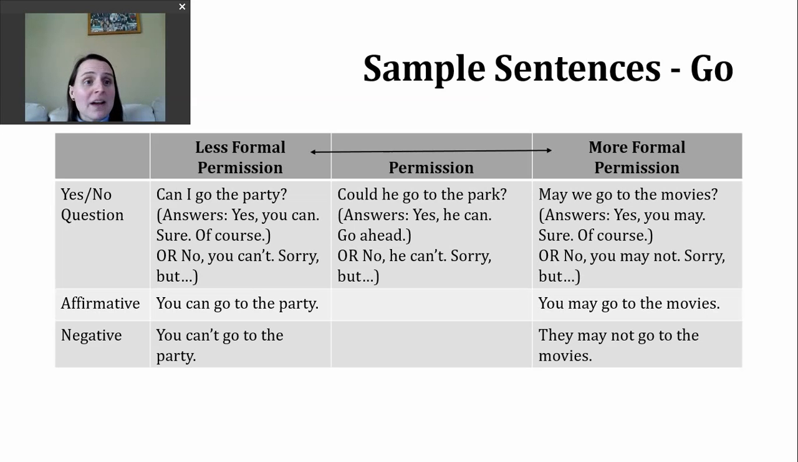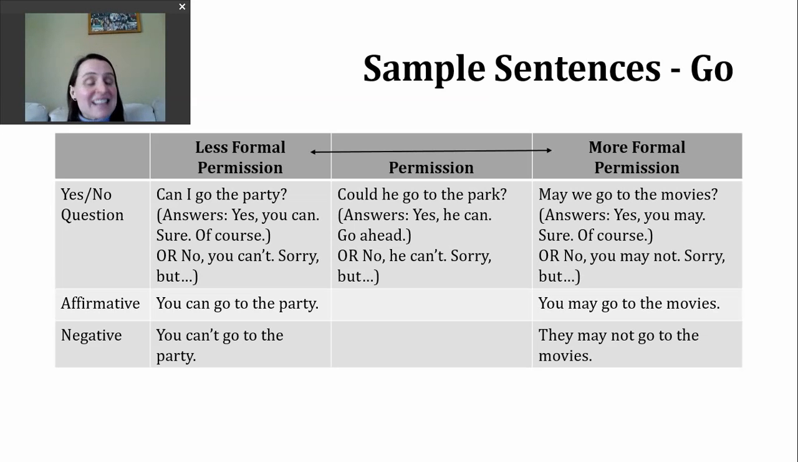So notice my modal and the verb is not changing based on the subject. So if I want to say yes, you're going to see in the answer, I still use can. So yes, he can. Another way I could say yes, in addition to the other examples of sure and of course, would be go ahead.